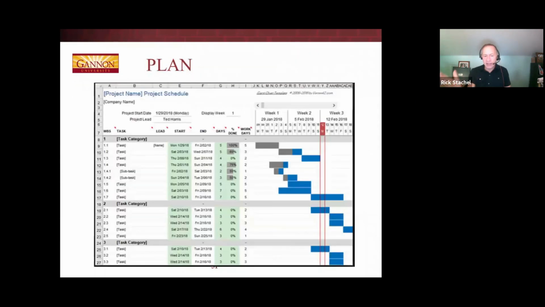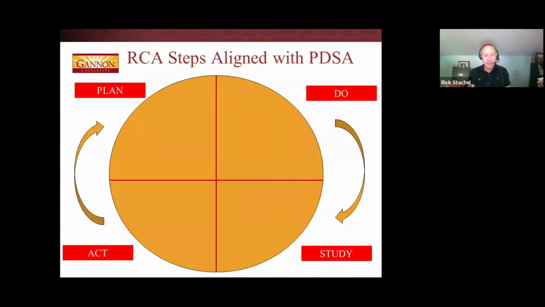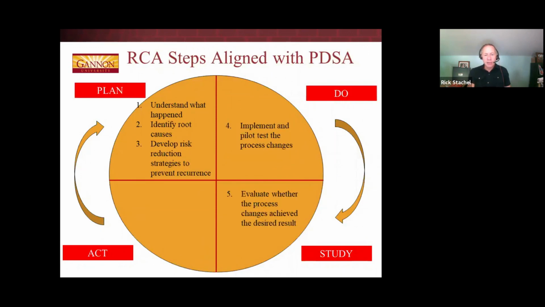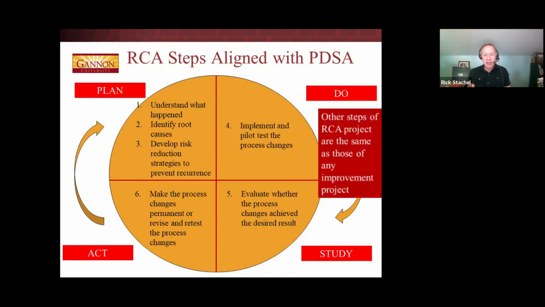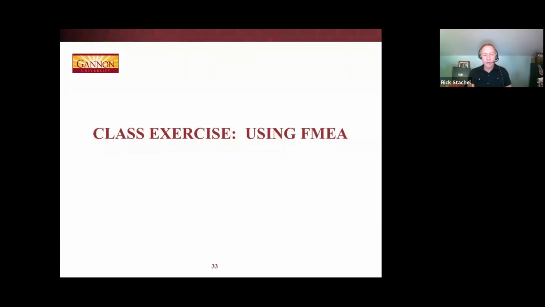And then, of course, that's the planning of the Gantt chart. So the RCA steps I've mentioned is aligned with PDSA. Other steps are the same as any other improvement project. And that's what's nice with that PDSA or PDCA approach, is that it's used frequently across all kinds of improvement projects.